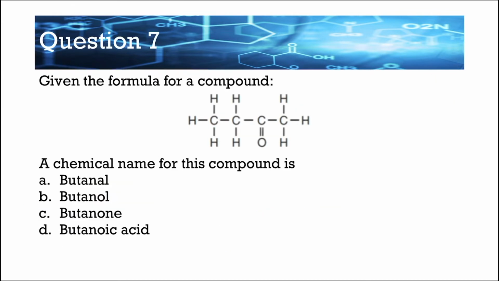Number 7 is, what is the name of this? So we have to figure out, well, first we can see that it's not a straight hydrocarbon. So we have to figure out what functional group is there. You have that C double bond O somewhere in the middle. That is a ketone.